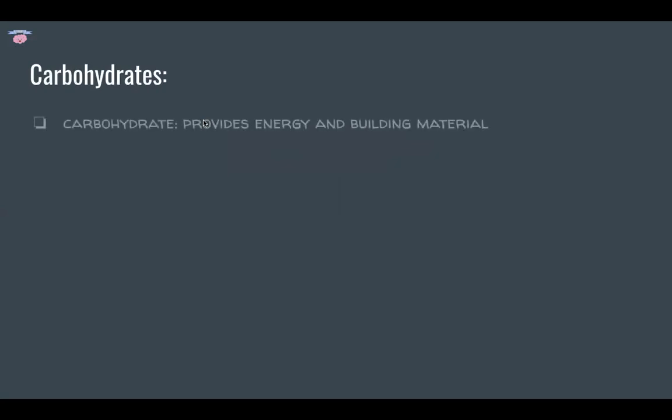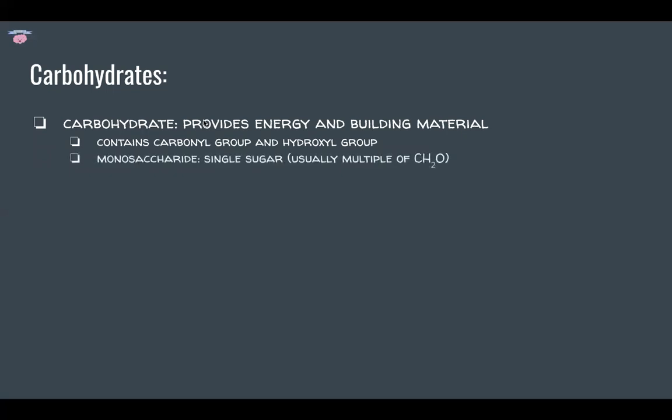So first, carbohydrates. A carbohydrate provides energy and building material. Those are the main functions. It contains a carbonyl group and a hydroxyl group, which is why it's carbohydrate. The monomer of a carbohydrate is called a monosaccharide. It's a single sugar, usually a multiple of CH2O.